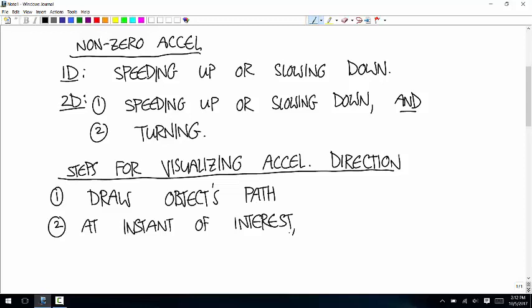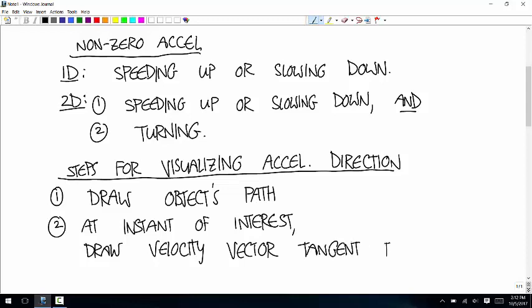you can draw the direction of the velocity vector. It's always tangent to the path. So draw the velocity vector tangent to the path in the direction of motion.